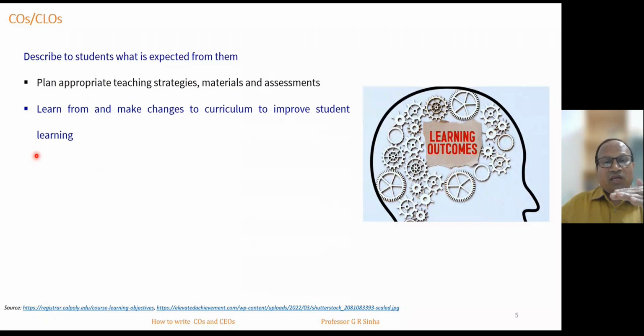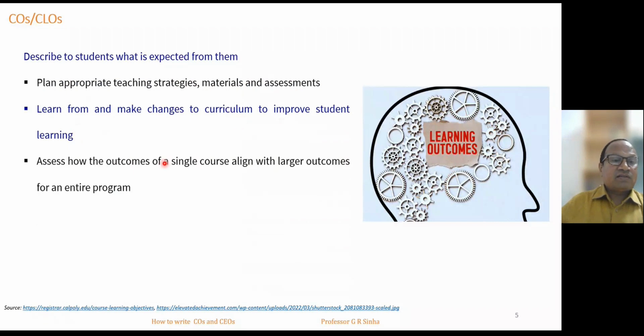If we need to do all these things to get good outcomes, we need to learn from and make changes to curriculum continuously to improve the student learning, and assess how the outcomes of a single course align with the larger outcomes for the entire program. So whenever we are writing a course outcome or learning outcome, it must be aligned with the program outcomes, which are the larger outcomes for a program.